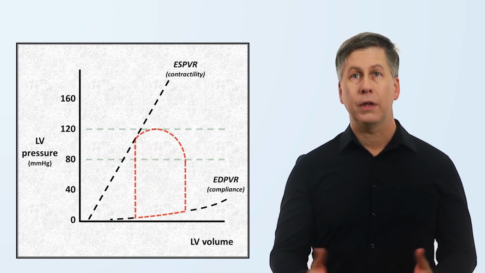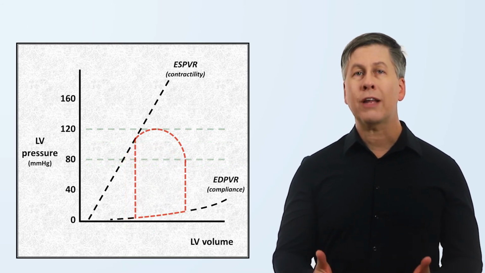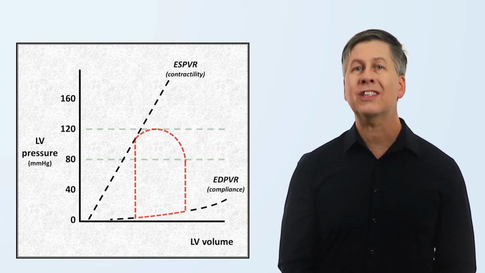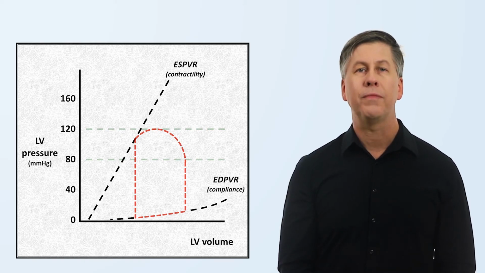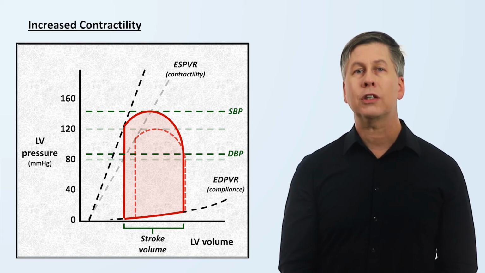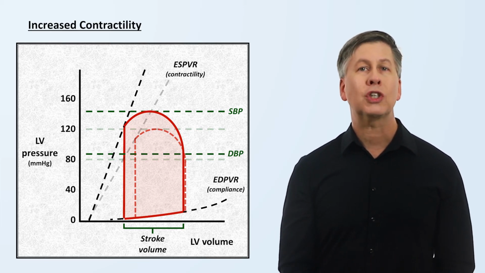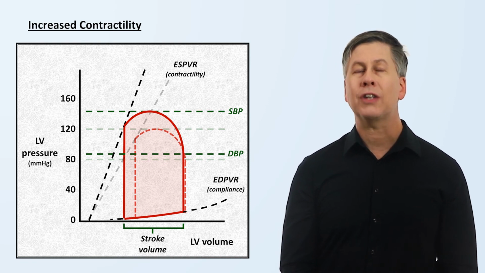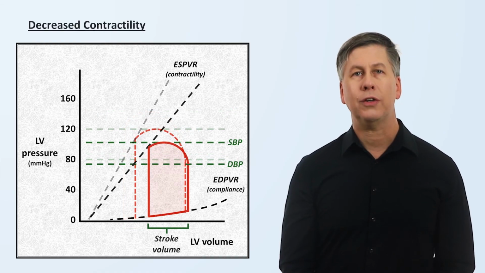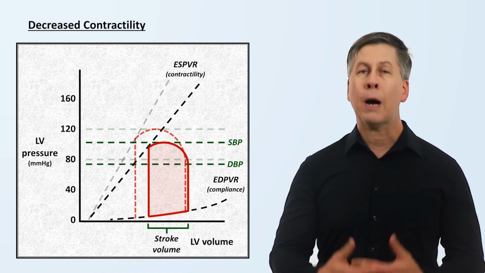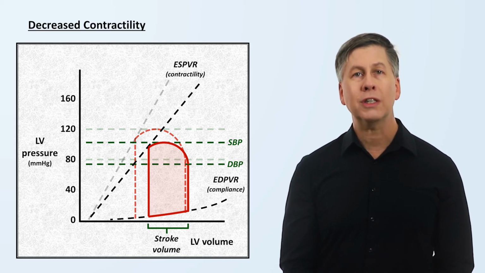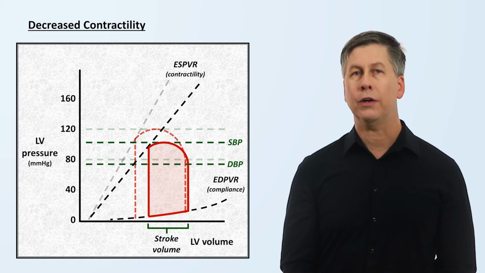Now, contractility. Remember that contractility is the intrinsic strength of myocardial contraction that is independent of preload and afterload, and which determines the slope of the ES-PVR line. If contractility is increased, the line is steeper, so point 3 gets shifted up and to the left. This results in a higher blood pressure, particularly systolic blood pressure, and a higher stroke volume. Decreased contractility, as may be seen in heart failure, has the opposite effect with a less steep ES-PVR line, a significantly lower systolic pressure, and a lower stroke volume.